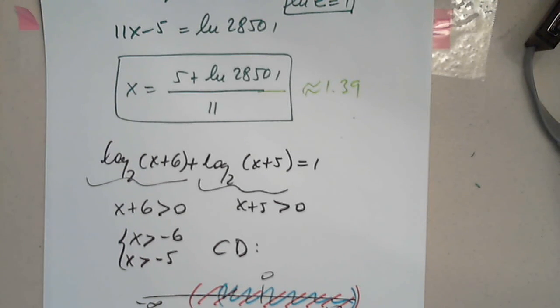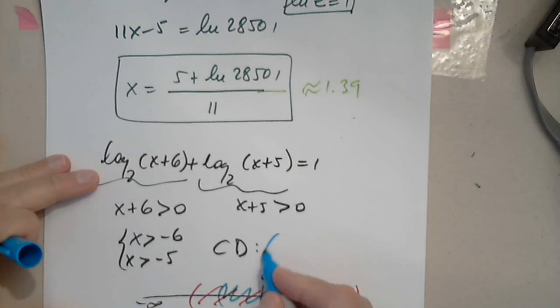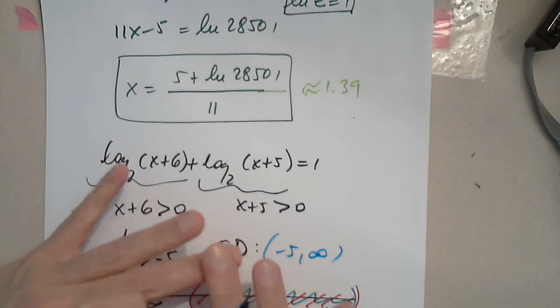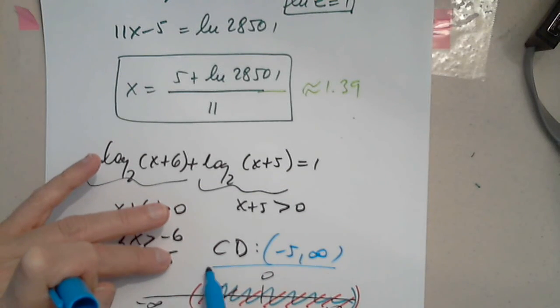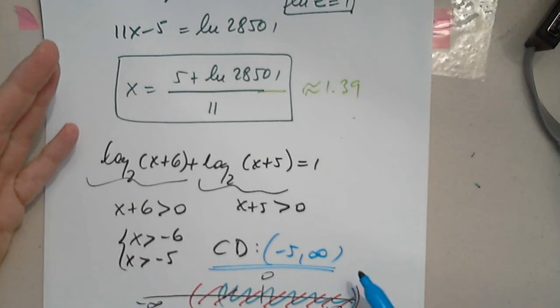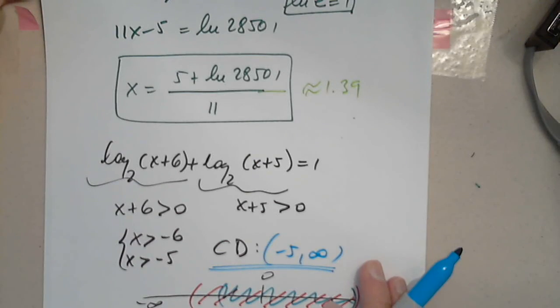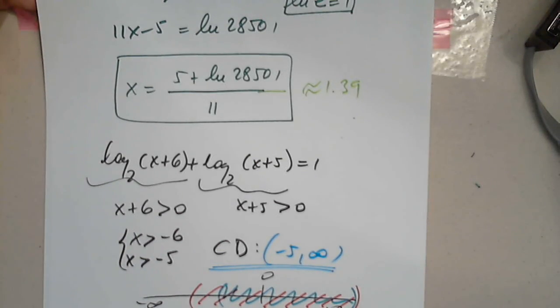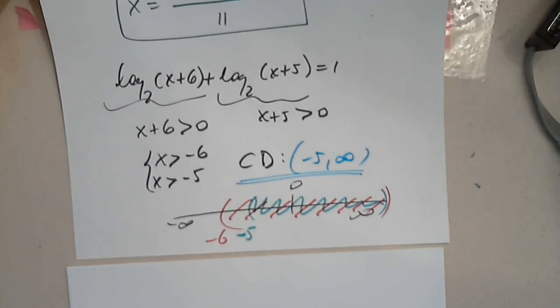Do they overlap? Yes, -5 to infinity. Good. So then you don't have to go back and check, but you have to come back here and make sure that the number we get is greater than -5. If we don't get a number greater than -5, then the equation has no solutions.